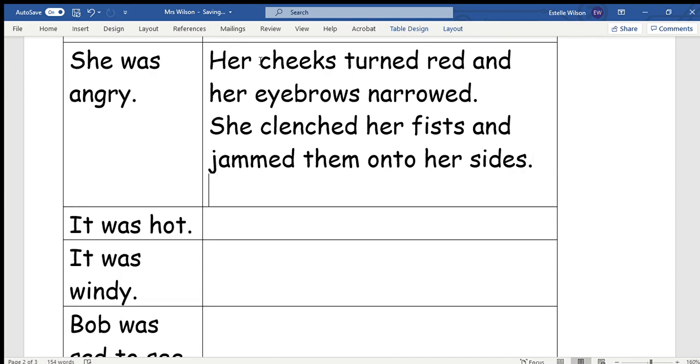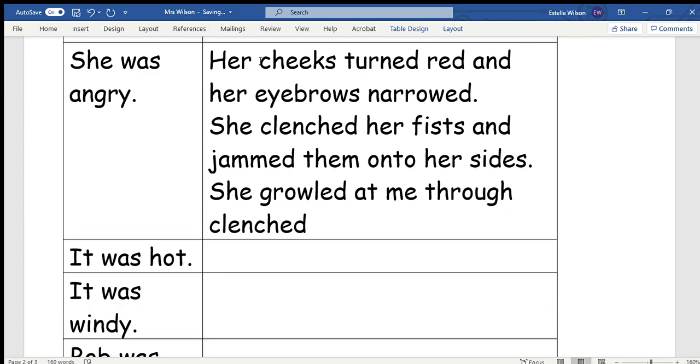Okay, and how might her voice sound if she's angry? Maybe you could do a voice now, an angry voice. What's an angry voice like? So I'm going to put she growled at me through clenched teeth. I like that word. I'm going to use clenched again.